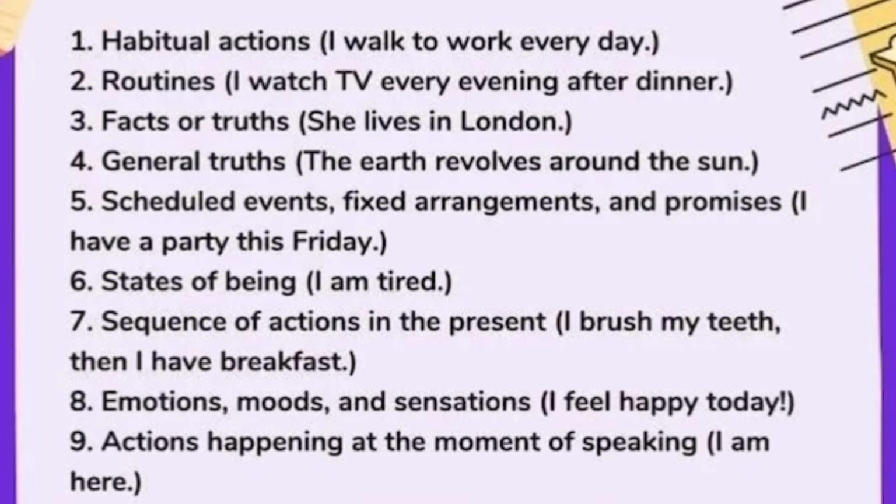Fact or truth? She lives in London. We live in Nigeria. General truth. The earth revolves round the sun. And those are the other ways we can use simple present tense.